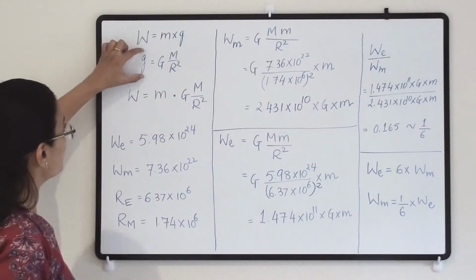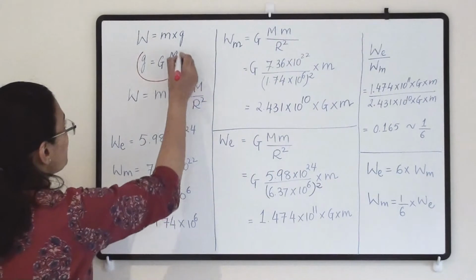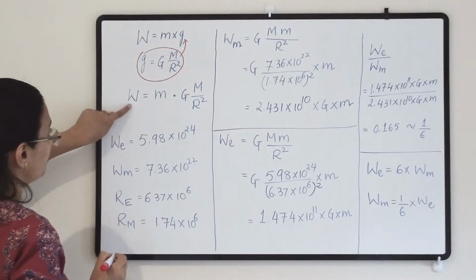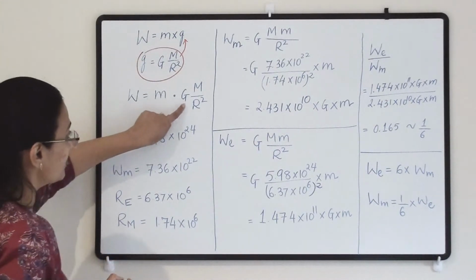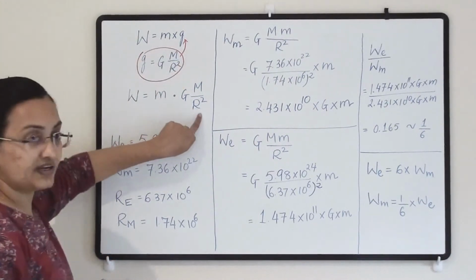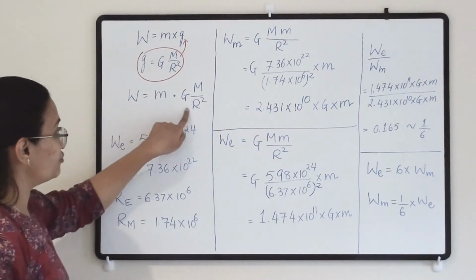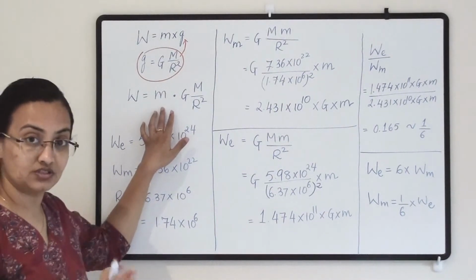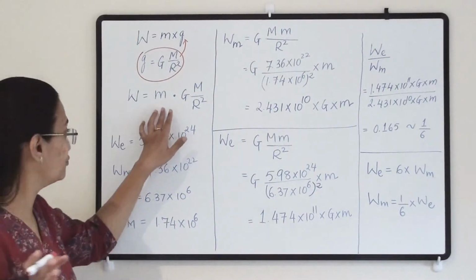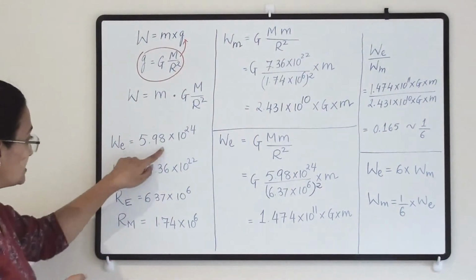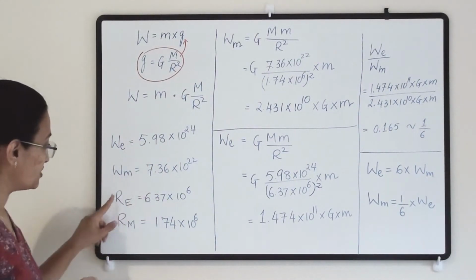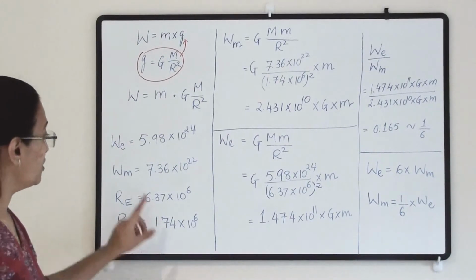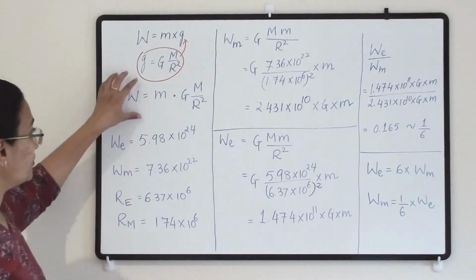When we put this value of g in this equation, we get another equation: W, weight, equals mass into capital G into M divided by r square. This is our new formula, and we are going to use it to calculate the weight of an object on the earth and the weight of an object on the moon. Mass of the earth is this much, mass of the moon is this much, radius of the earth is this and radius of the moon is this. Now we are substituting all these values in this equation.